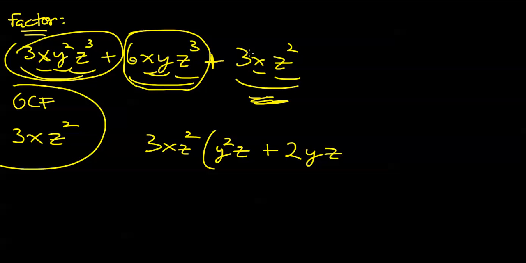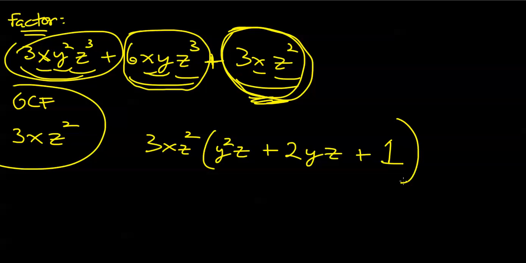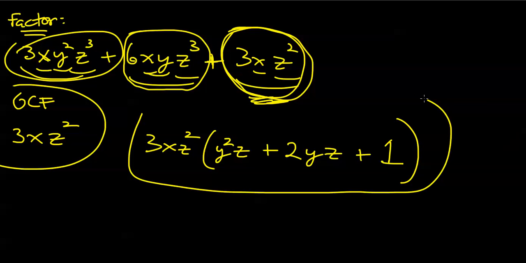Alright, what about this third slot? Well, if I factor out a 3xz squared, well, notice this last term is a 3xz squared. So if I factor out everything I see from that slot, I've got to leave what I call an invisible 1 left, so that when I multiply it back, I get what I started with. So don't forget about that 1 in that third slot. That 1 must appear for this factoring to be correct. So that's the final answer, 3xz squared times y squared z plus 2yz plus the invisible 1.